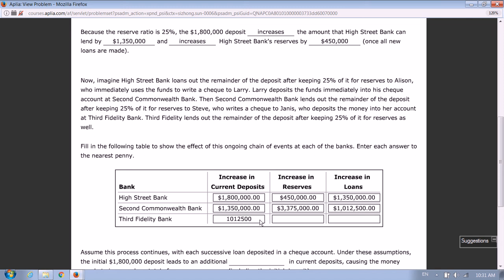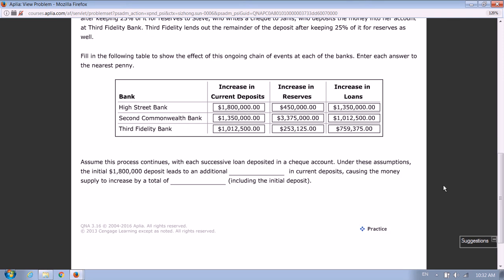And this is deposited into Third Fidelity Bank. Again, 25% of this is reserved, which is 253,125. The rest is loaned out, which is 759,375.